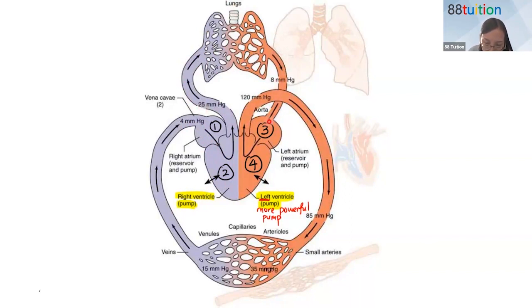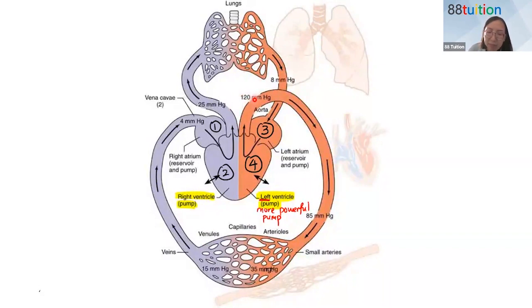It will then further drop, but then it goes to the left ventricle, which is a more powerful pump. From the number 8, it will go up to 120 in order to be pumped to all parts of the body. So do you notice that chamber number 4 is a more powerful pump, because chamber number 4 brings up the blood pressure from 8 all the way to 120. So that the blood flowing up from your left ventricle is at the highest blood pressure.